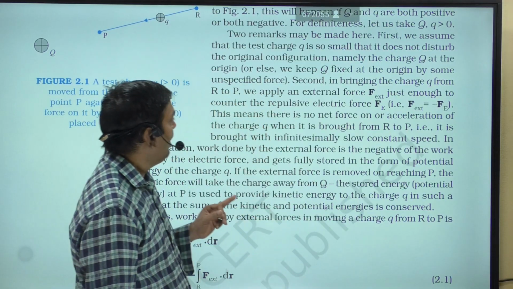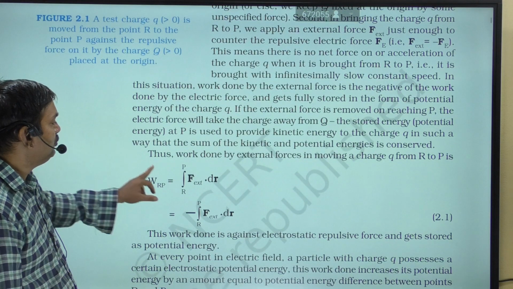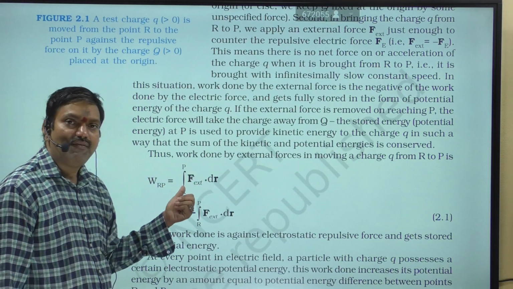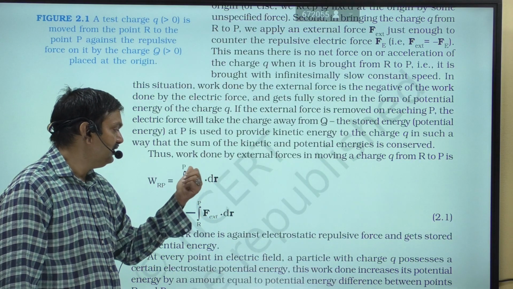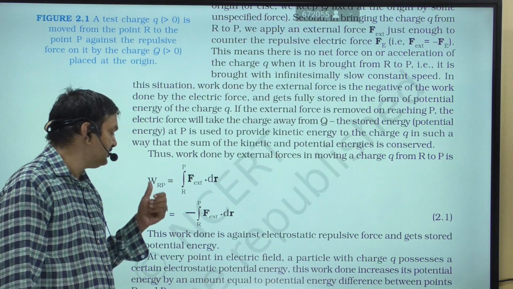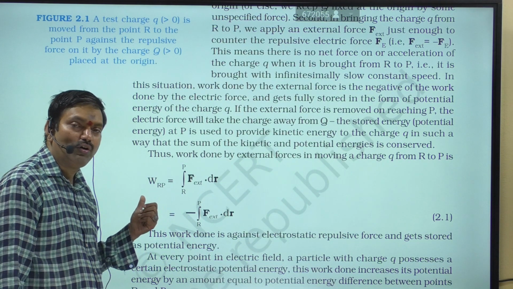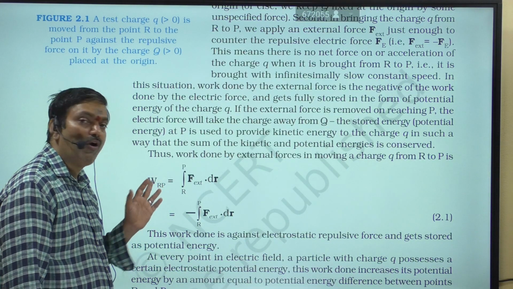So you understand now. Therefore, this is what is typically applied here. So the work done by the external force to move a distance dr is calculated first, and when that is integrated within appropriate limits, you are going to get the total work done to move a test charge from a point R to point P.